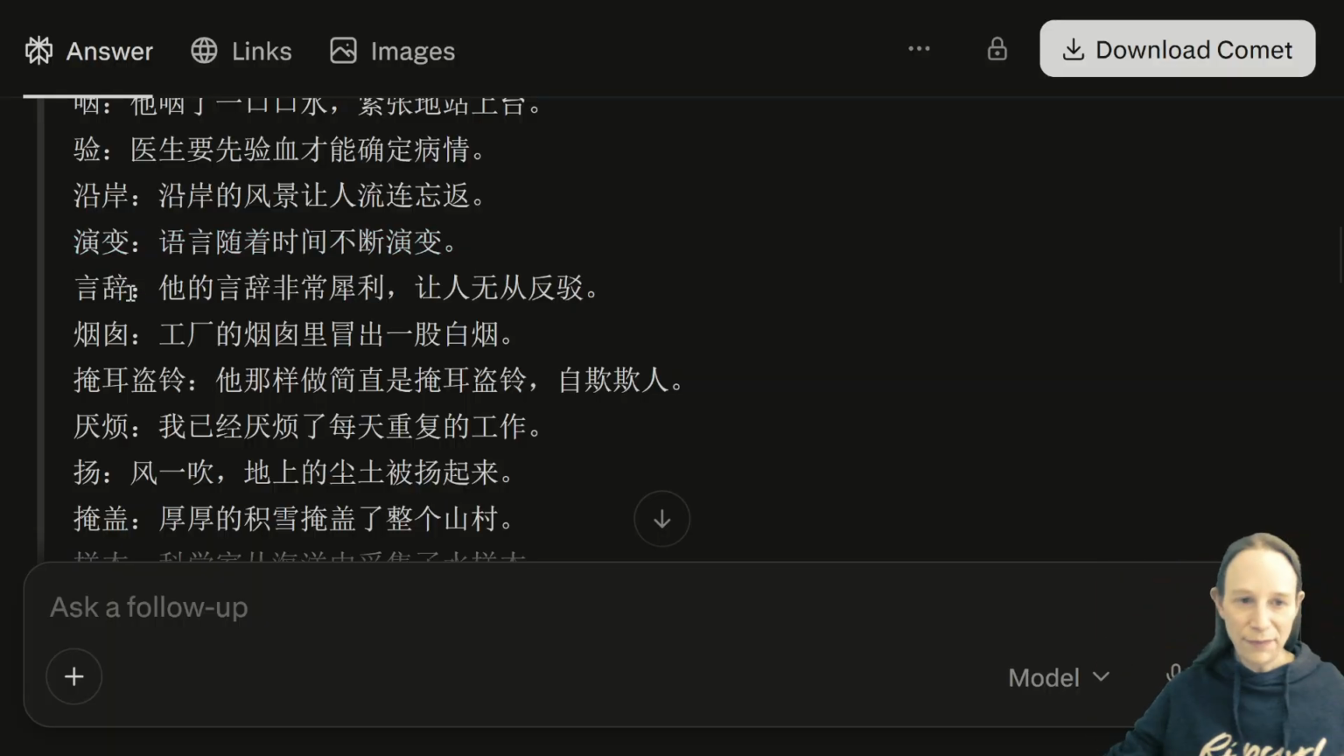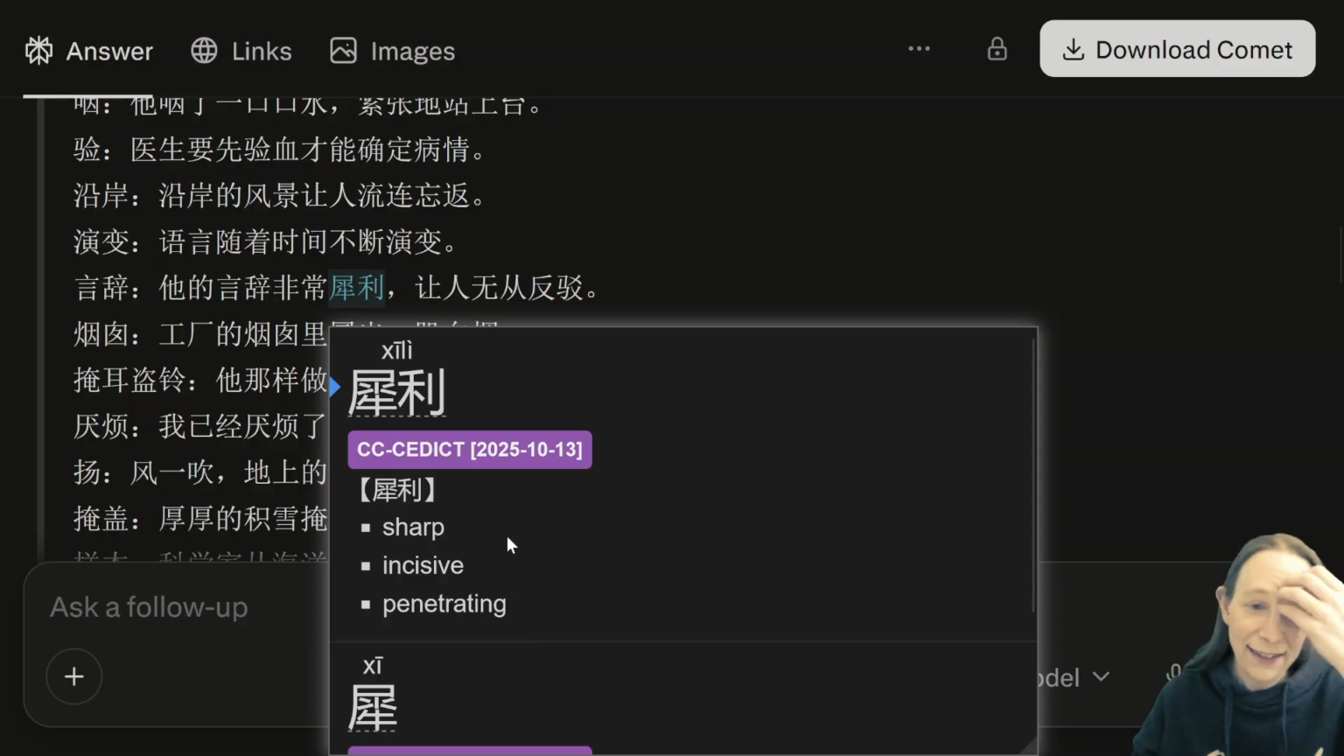Anyway. 言辞, presumably it's words or wording or something like this. 言 pertains to words. 词 pertains to words. 它的言辞非常犀利. 犀 is sharp, or pointed. So this is like incisive or even pointed in the sense that your words are pointed and it might hurt someone, but at the same time, maybe you want to do that because you're a journalist. 让人无从反驳, to refute. They can't refute. 犀利. Yeah.